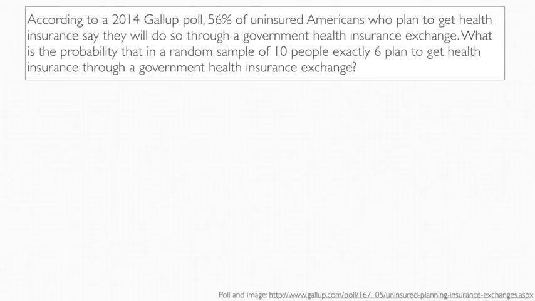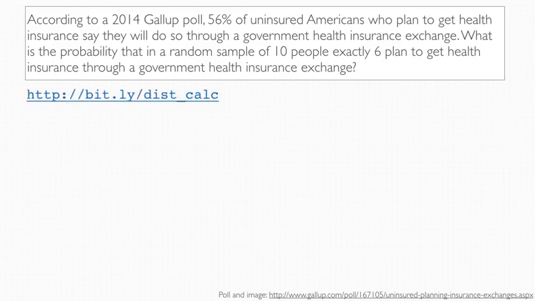In a 2014 Gallup poll, 56% of uninsured Americans who plan to get health insurance say they will do so through a government health insurance exchange. What is the probability that in a random sample of 10 people, exactly 6 plan to get health insurance through a government health insurance exchange?